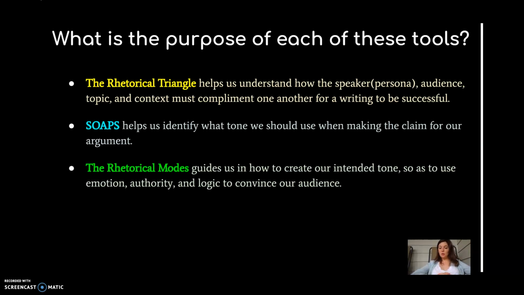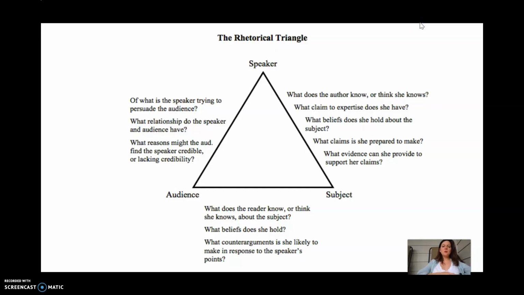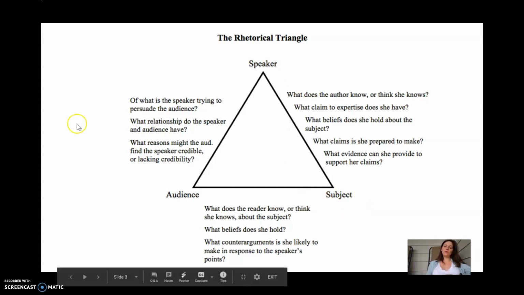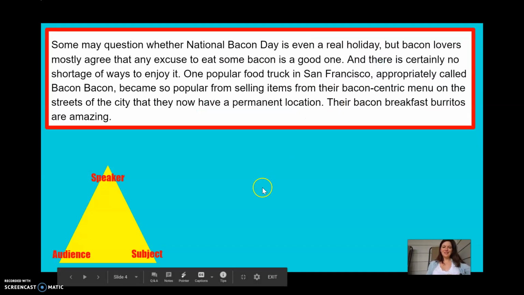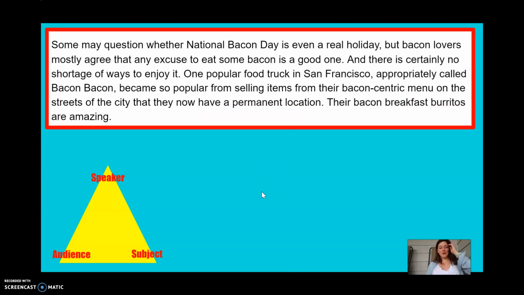Similarly, these three tools help us analyze why successful writings are as successful as they are. Or actually, we could also use them to analyze why a writing is unsuccessful because some of these things would be done incorrectly. So let's move on and actually take a look at them. This is what the rhetorical triangle looks like. It's a triangle and it includes the speaker, audience, subject, the media that is used to create it, and then the overall context.